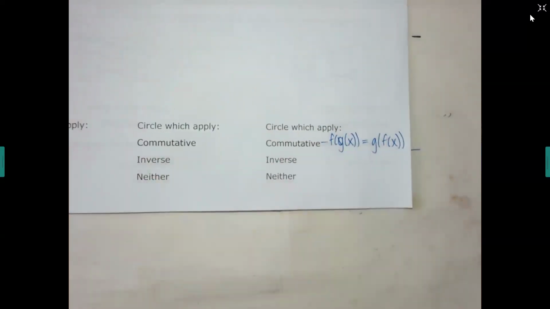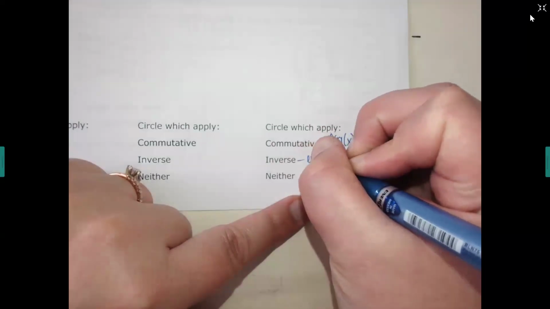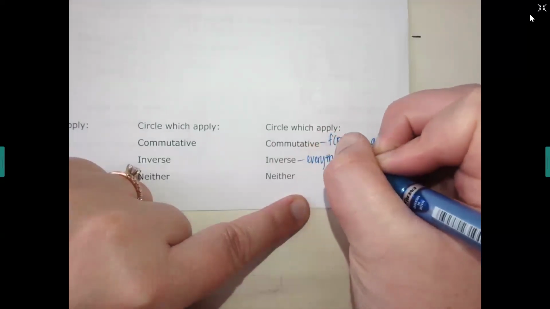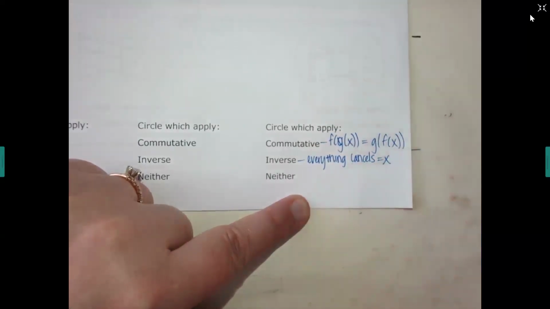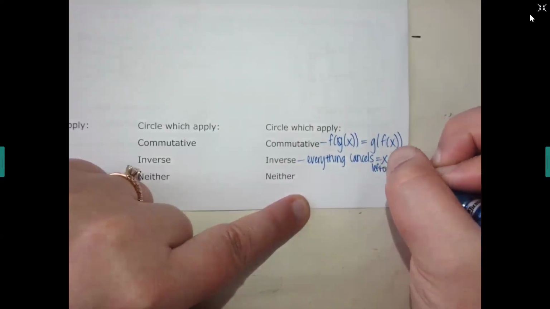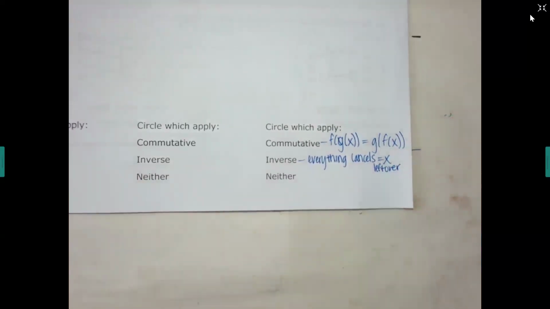Okay, and if you remember what we talked about, basically it means no matter which order you do them in, you get the same answer. Whether you do f into g or g into f. For inverses, not only should that happen, but everything should cancel down to x. Everything cancels to equal just an x left over. So commutative means the order doesn't matter. Inverse means literally everything crosses out. You just have an x at the end.